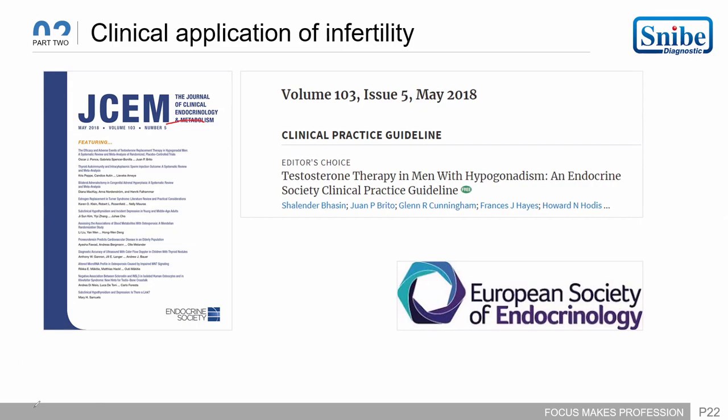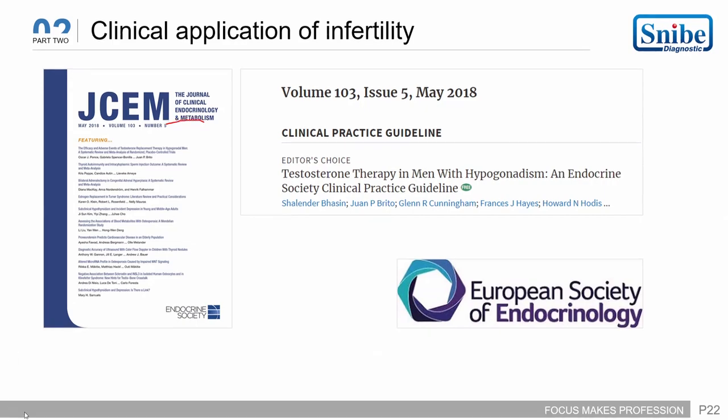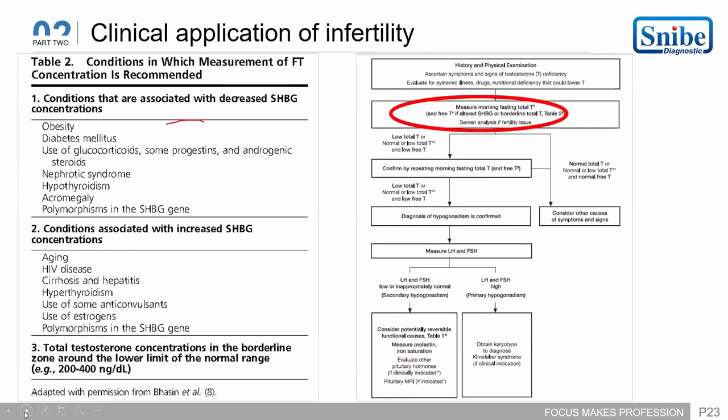According to these guidelines, there are a few more parts. You can see there is an algorithm that we have already discussed in detail in the previous presentation: the history, physical examination, and the measurement of total testosterone and free testosterone along with SHBG. If low total testosterone with normal values exists, you can go for further testing of total and free testosterone, and then the diagnosis of hypogonadism is confirmed.